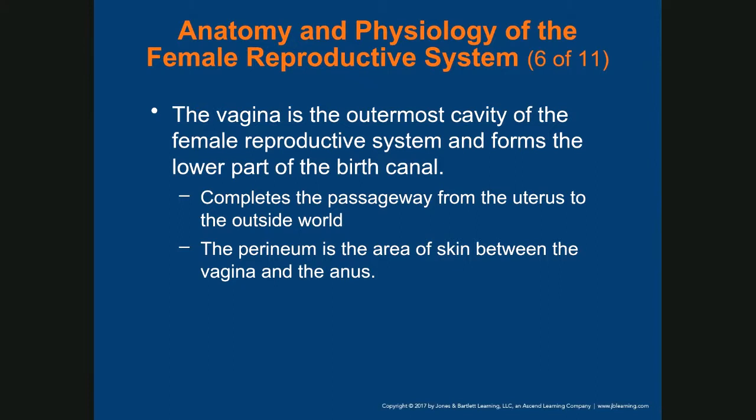The vagina is the outermost cavity of the female reproductive system and forms the lower part of the birth canal. It completes the passageway from the uterus to the outside world. The perineum is the area of skin between the vagina and the anus. That's another area that you need to look out for, because if it's an explosive birth, it can tear. And if it tears, you'll get a lot of hemorrhaging, right? So you need to support the perineum when facilitating a field delivery.